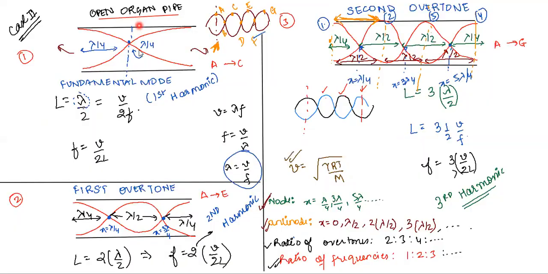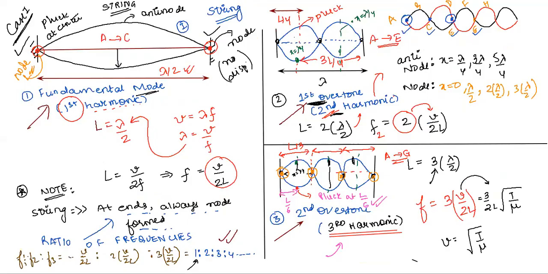Then you came to an open organ pipe. Here again, the first one is always called the first harmonic or fundamental mode. The next one is called the first overtone, and the next the second overtone. Depending on the frequency ratio, here the frequency was 2 times the first one, so we called it the second harmonic. Here the frequency was 3 times the first one, or v by 12, 3v by 12, so we called it the third harmonic. Then we saw the ratio of overtones, ratio of frequencies, and positions of nodes and antinodes in all 3 cases, one by one.